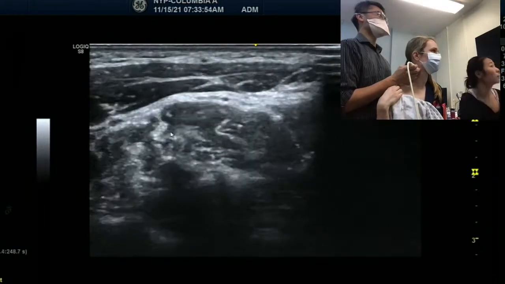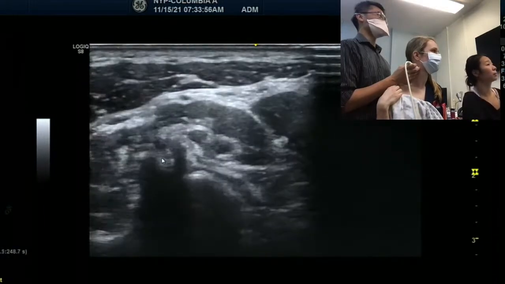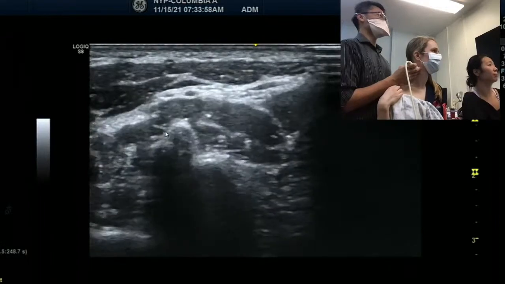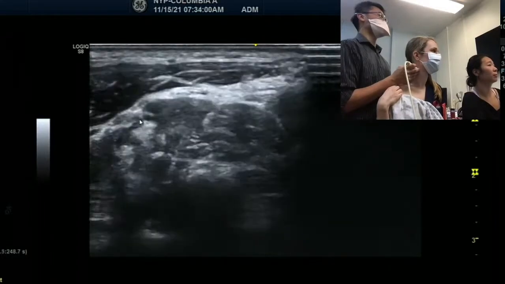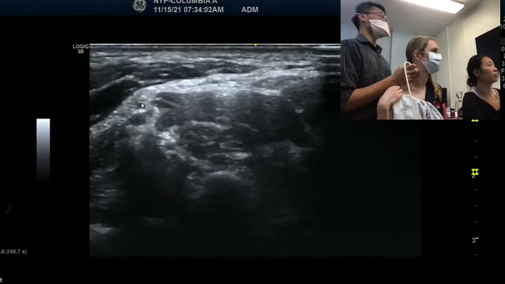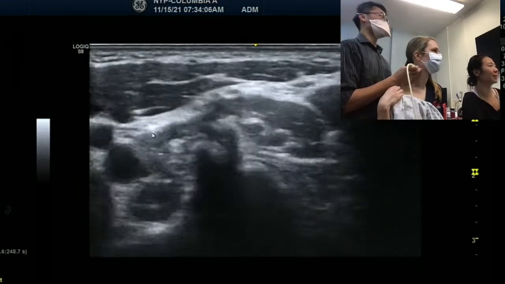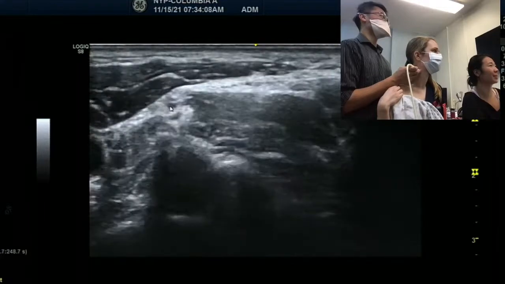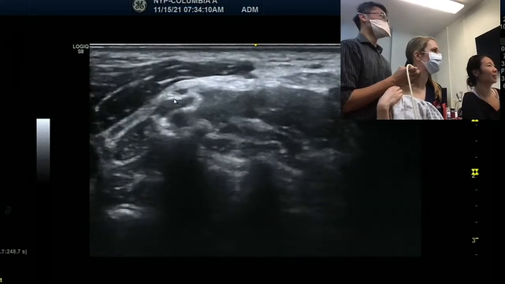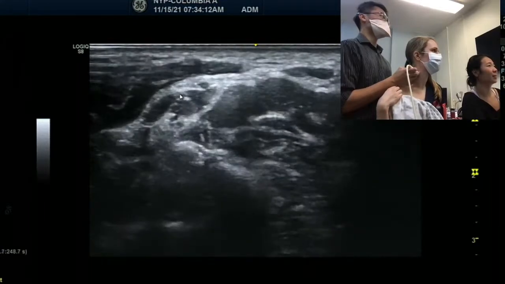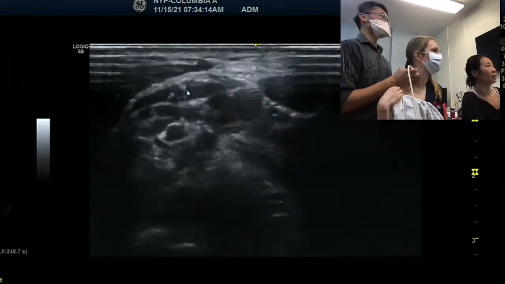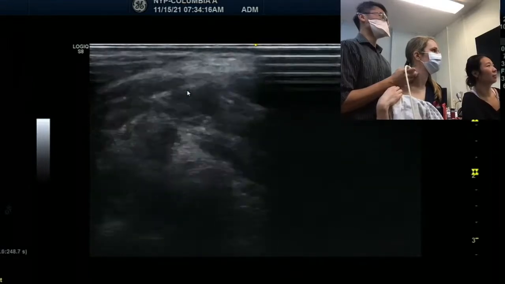Alright. Oh, I see. I just saw it right there. Alright, Joe. Right there? Yeah, it's going more anterior. You see that? You see it right there? I think that'll be it. Can you move the cursor to show to people? Yes. That's the C4 phrenic nerve.